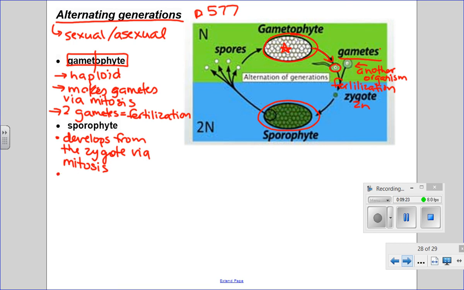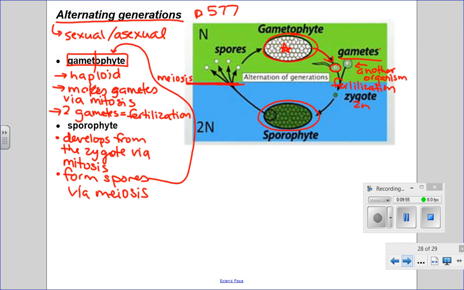The sporophyte will eventually form spores via meiosis. So right here, where blue switches back to green, we would say that meiosis has occurred. Meiosis is the process that reduces the number of chromosomes. Then the spores will go back to the beginning and become the gametophyte.